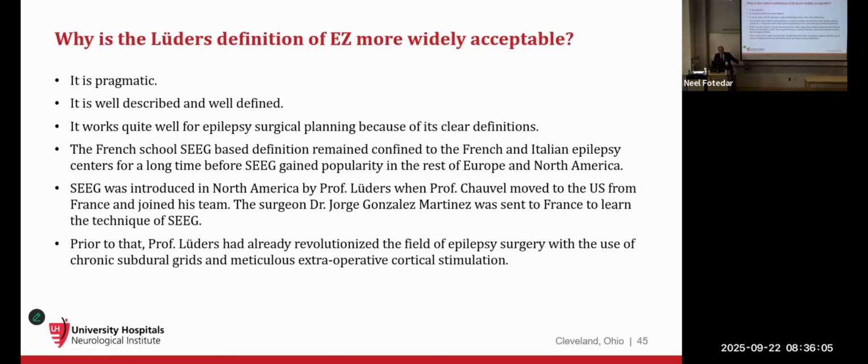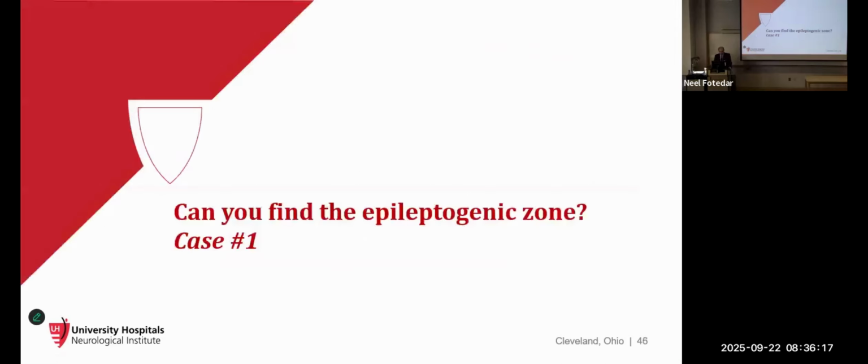However, prior to that, large centers like the Cleveland Clinic and Montreal had been using grids as ECOG to do epilepsy surgery for many years and were quite successful because of their meticulous planning for phase one. So I'll show you two cases to highlight how you may or may not need phase two. So let's look at this one.